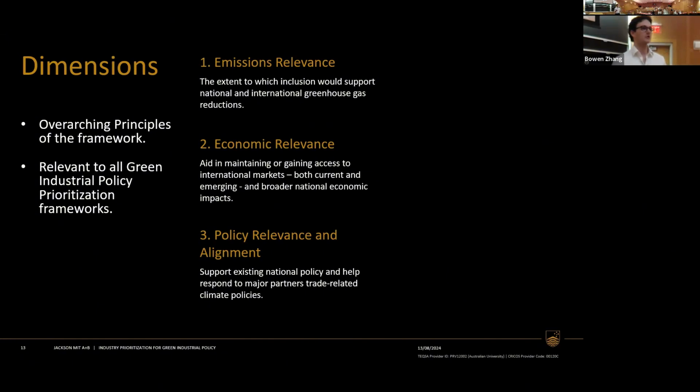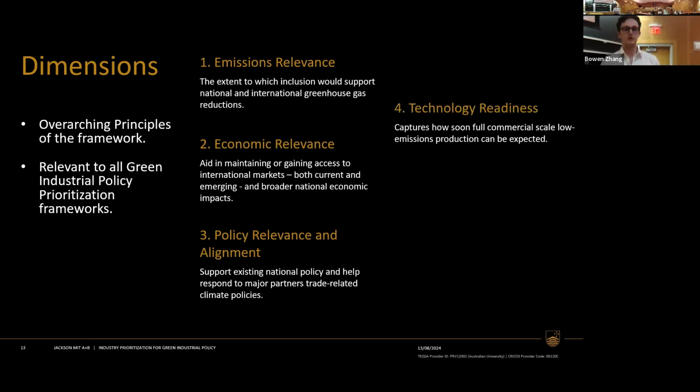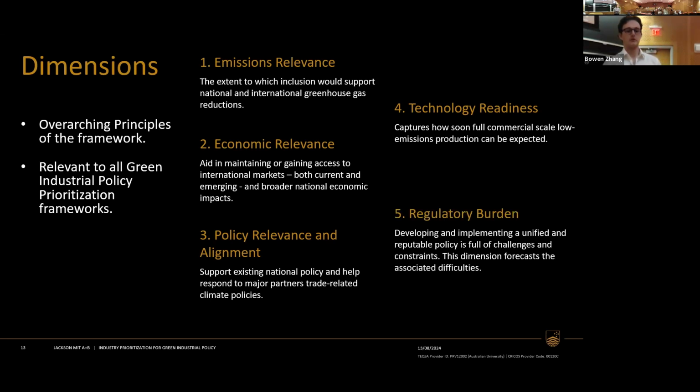So is it supporting national policy? Is it underneath international policy that will affect it? The fourth one was the technology readiness. The technology readiness dimension captures how close an industry is to decarbonising. And the fifth dimension we went with was regulatory burden. So how difficult is it to create this piece of policy?